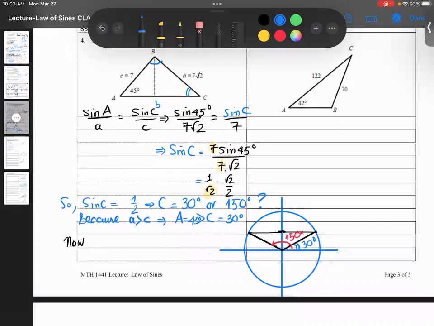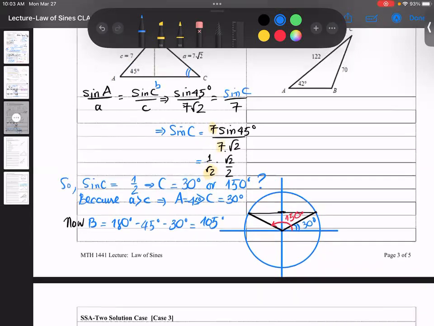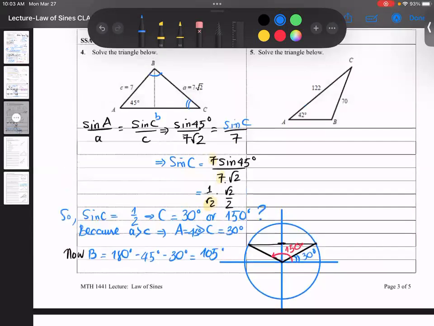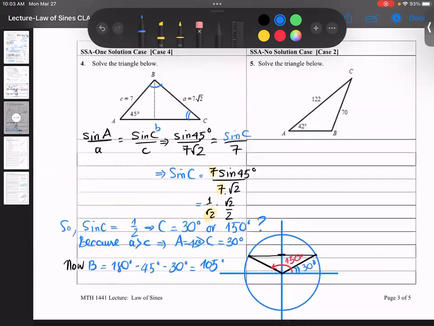Now angle B is equal to 180 minus 45 minus 30, which is 105 degrees. One last thing we have to do is solve for the length b, the little b. Right?